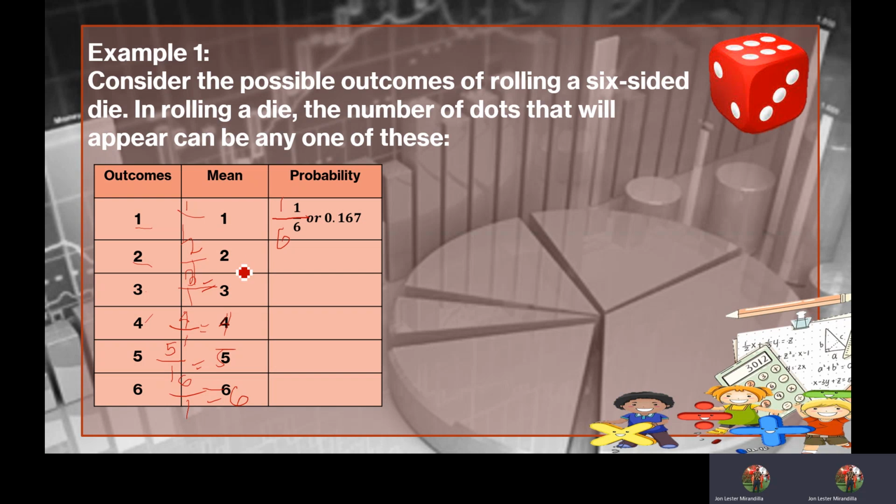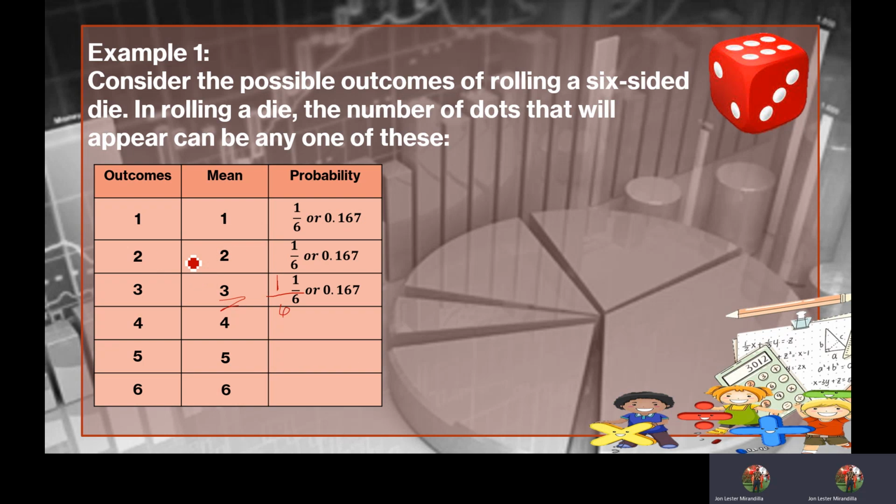Now, dito sa ating mean na 2, ilang beses lumabas si 2? Isa lang din, di ba? Therefore, 1 divided by ilang outcomes na meron tayo sa mean? 1, 2, 3, 4, 5, 6. So, 1 divided by 6 is equal to 0.167. How about dito sa ating 3? Write ko lang to ha. Okay, how about dito sa 3? Isang beses lang din lumabas si 3. Therefore, 1 divided by 6 is also equal to 0.167.